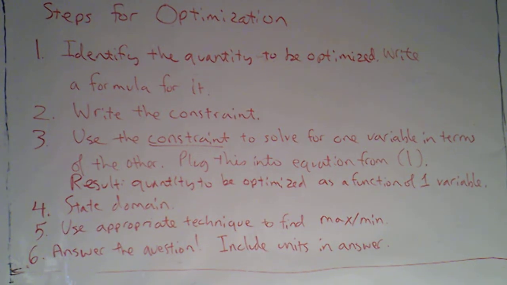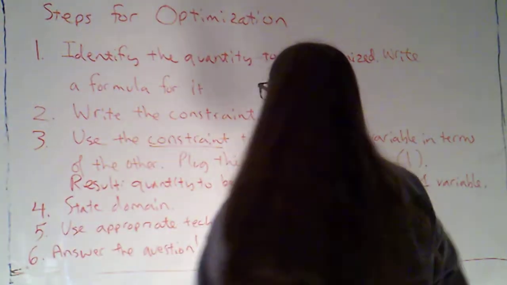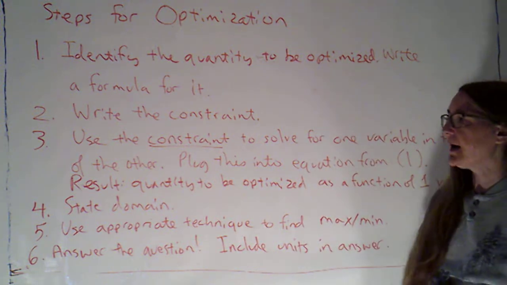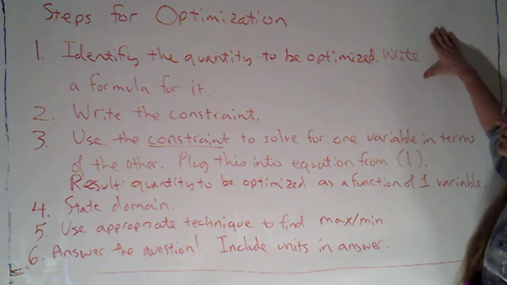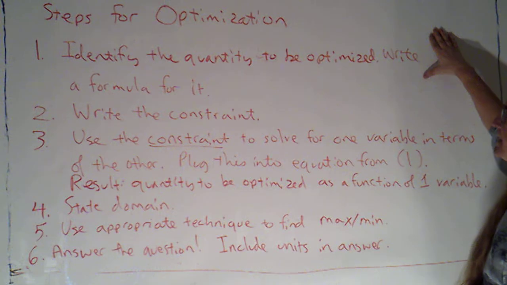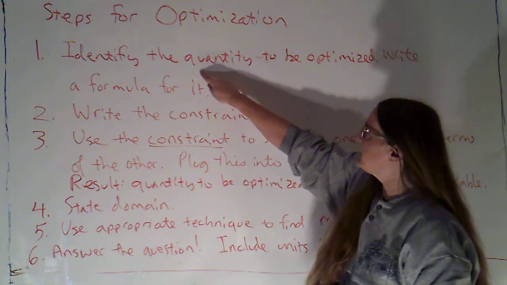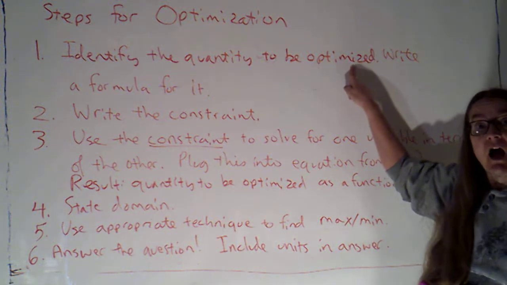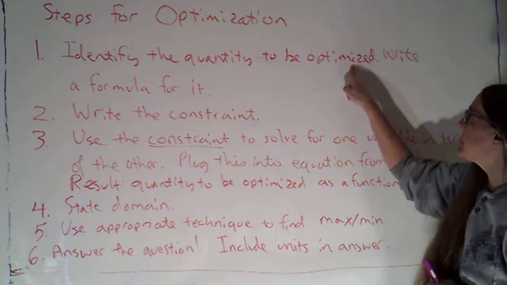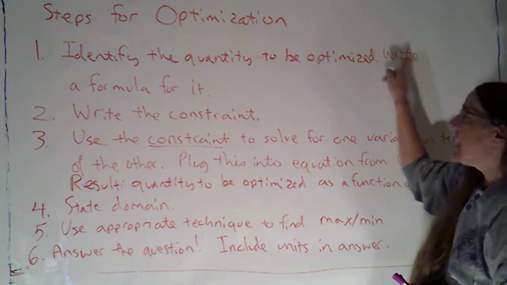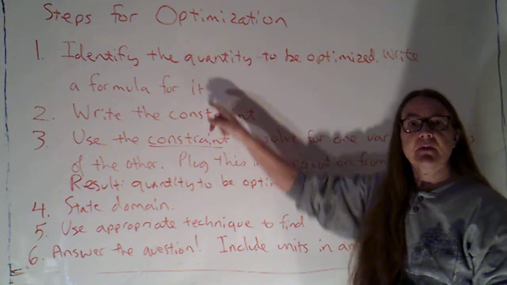All right, in this video, I want to just talk about the steps that we go through in doing an optimization problem. So I've got them written down on the board here, and I just want to talk through them. So the first thing is to identify the quantity that you want to optimize. Sometimes that's maximize, sometimes that's minimize, and just write a formula for it.